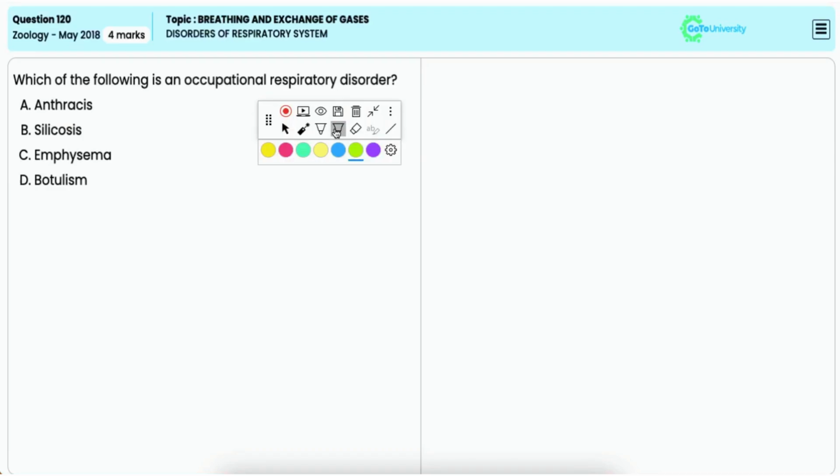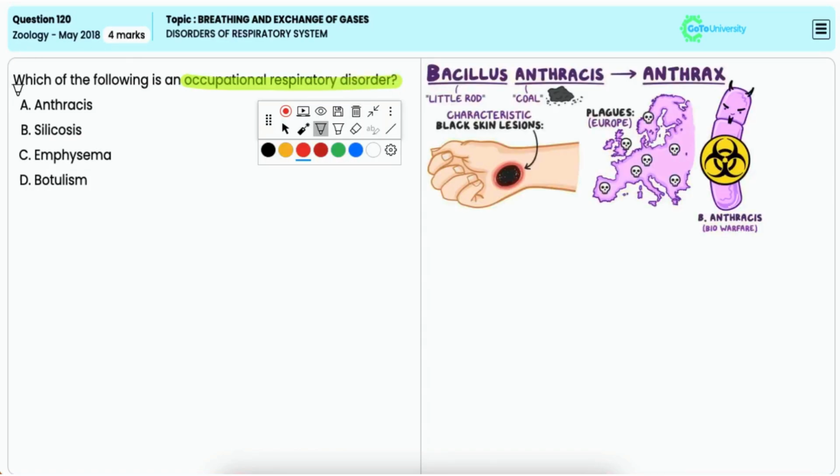In this question, you have to identify the occupational respiratory disorder. Option A, anthracis. It is incorrect because anthracis refers to Bacillus anthracis, the bacterium that causes anthrax, an infection that can affect the lungs, the skin, and the digestive system. But it is not specifically related to occupational respiratory disorders.